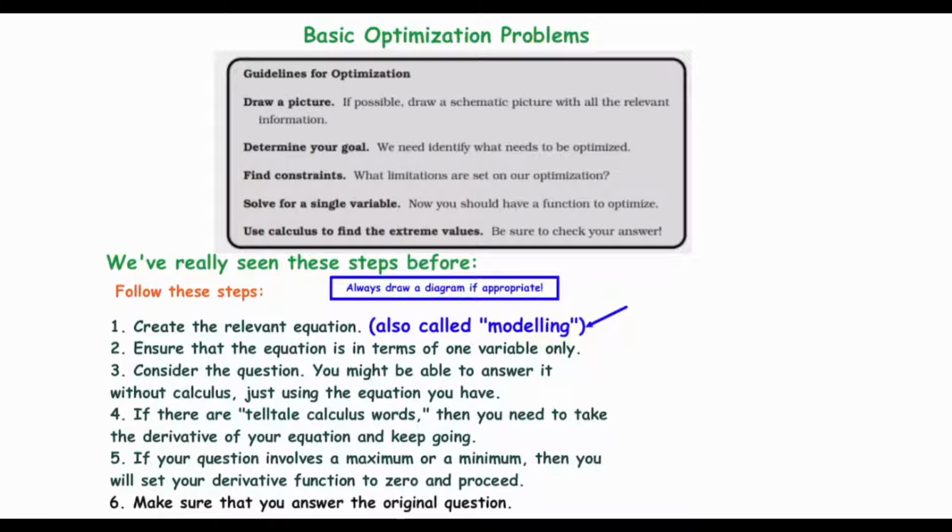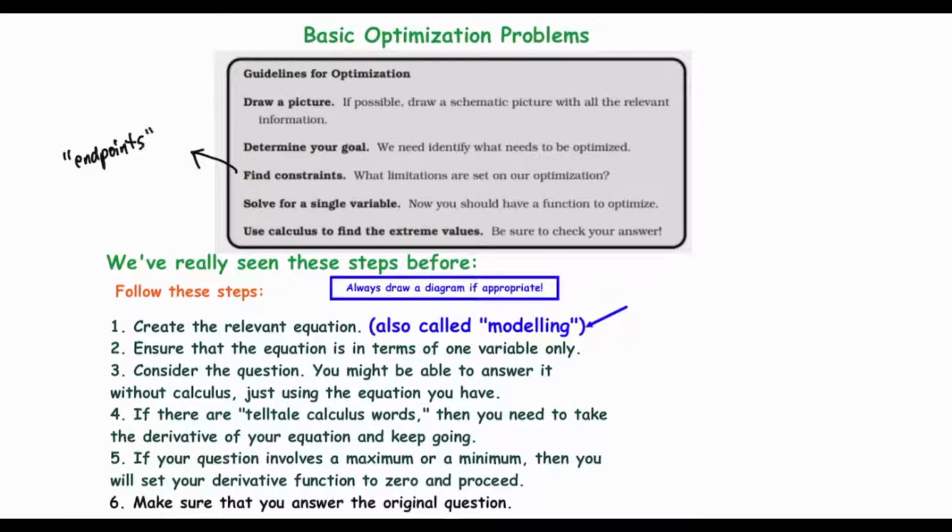So draw a picture. Determine your goal. What needs to be optimized? Are we trying to maximize profit, minimize area? What are we actually trying to do? Find constraints. What limitations are set on our optimization? So linking back to what we just talked about, we're actually identifying our endpoints here.